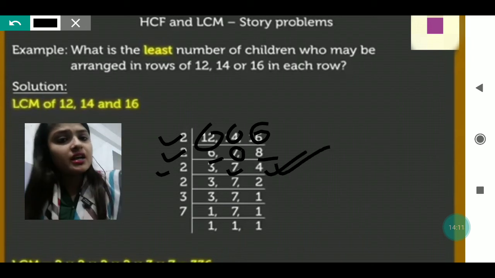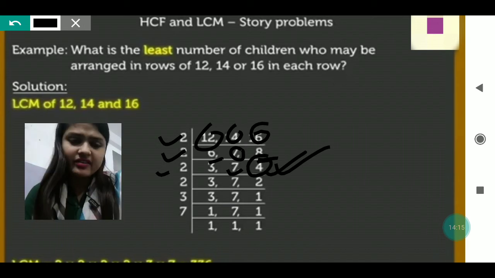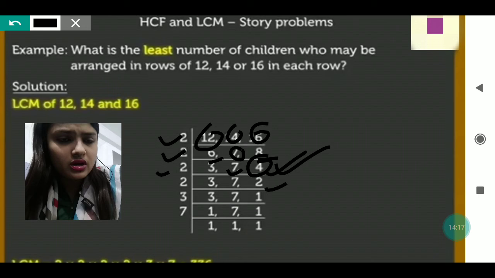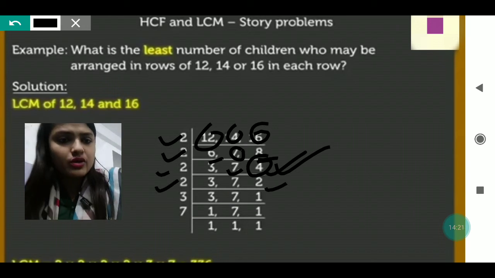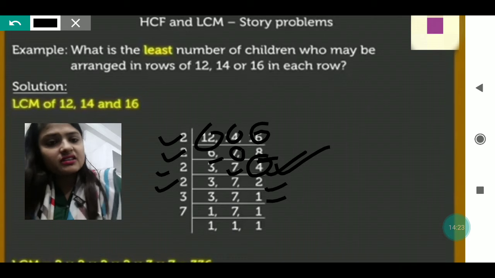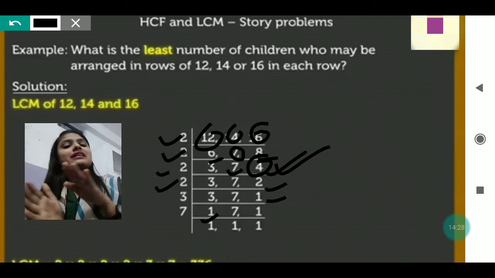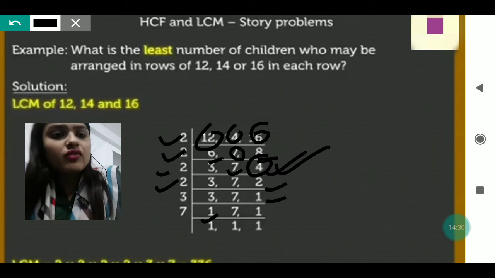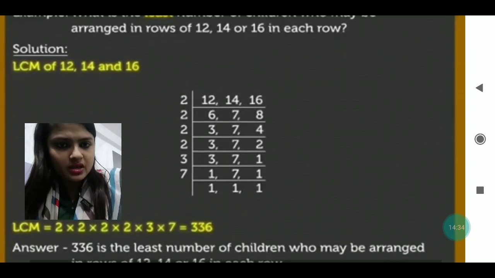If you want to go further, then you have to divide 4 first. Here it is divided by 2, then I have got 2. Then 3 and 7 I have written as it is. Again I have divided by 2, then I have got 1. Then 3 I have divided by 3, then I have got 1. In the same way 7. So in the last I have got 1, 1, 1. But if you leave it here also, you will get the same answer. There is no problem.